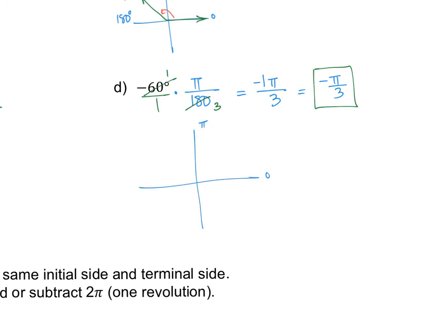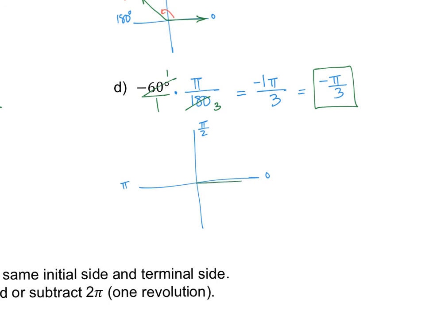So 0, pi over 2, pi. Okay, let's see if this is enough. So pi over 3, I know in math that 1 over 3 is definitely less than a half, right? Think about measuring cups for a sec. A half a cup is a little bit more than a third of a cup. So in this case, I know it has to be between 0 and pi over 2. But here's the thing you guys might not have noticed. This is a negative sign. So this is not going counterclockwise. It's going to be going clockwise.